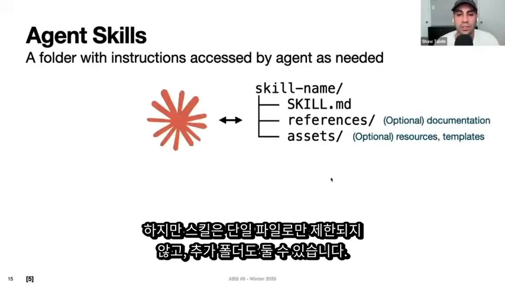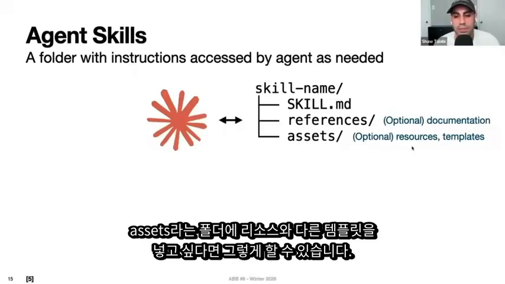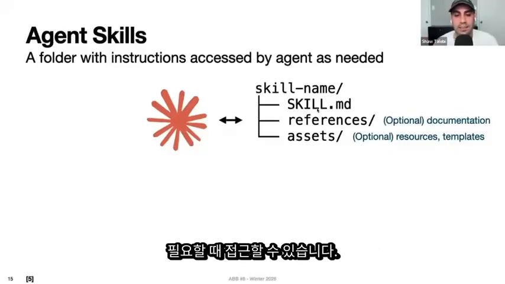You can also have additional folders. So maybe you want to put documentation in a folder called references, or you want to put resources and other templates in a folder called assets. You can do that, and you can just tell the agent that these folders exist in your skill.md file, and it'll be able to access it as needed.